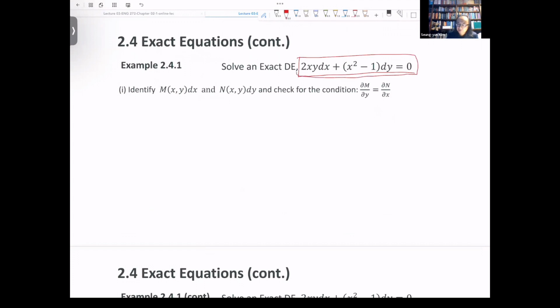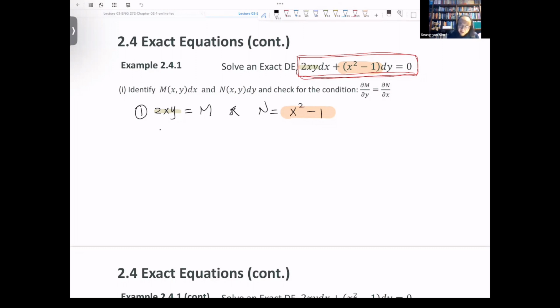Here's the differential equation, step 1. Here is the dx portion, 2xy. We're going to let that equal M. We're going to let N equal x squared minus 1. So find M and N.